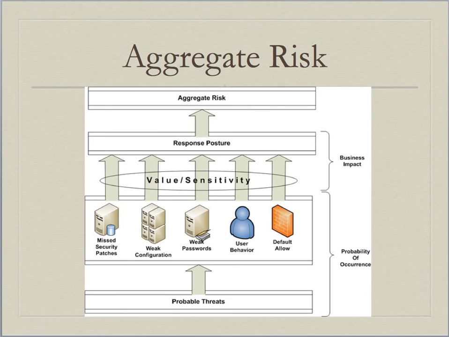Aggregate risk is adjusted by adjusting your controls and by adjusting your response posture. Probable threats will also affect your aggregate risk as new threats emerge or threats change. And threats are always changing, and new threats are always emerging. Many different variables affect aggregate risk. So it's important when we're doing risk assessments, it's important when we're talking about security, to understand these variables and to address all of them, not just to focus on one or two.